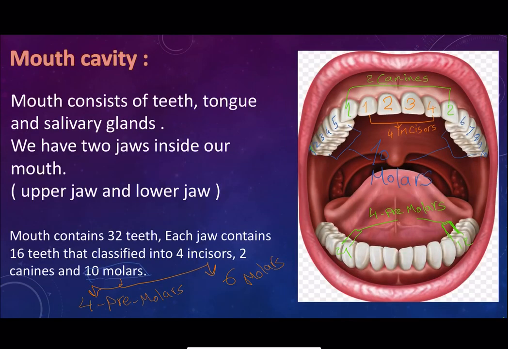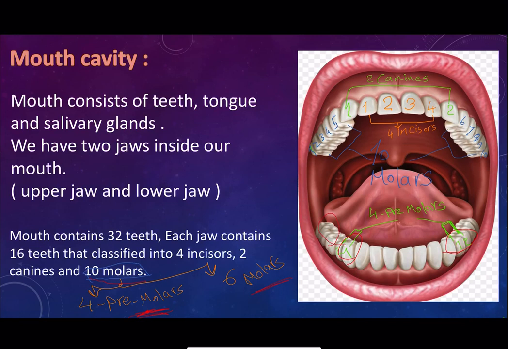So, the mouth consists of teeth, tongue, and salivary glands. We have 2 jaws inside our mouth, the upper jaw and the lower jaw. Each jaw contains 16 teeth because the mouth contains 32 teeth. These 16 teeth are classified into 4 incisors, 2 canines, and 10 molars. Okay, and we also classify the 10 molars into 4 premolars, which are found in the front, and 6 molars, which are found in the back.